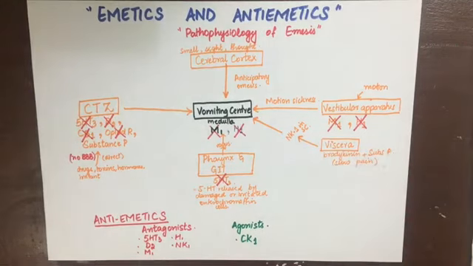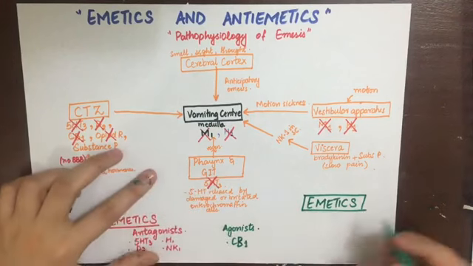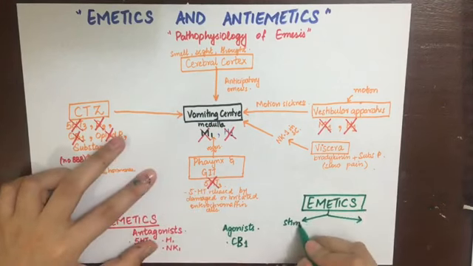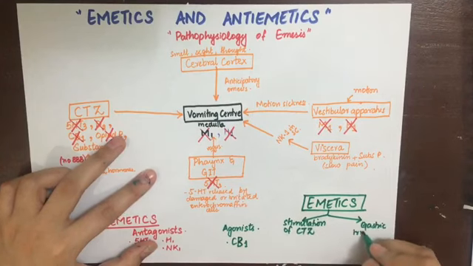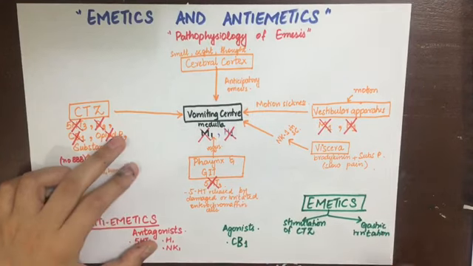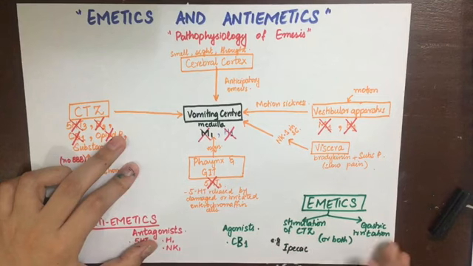Now, another way to manipulate this pathway is to use emetics. Now, why would we use emetics? Maybe in poisoning, in cases where there is indigestion, etc. First thing we can do to cause emesis is to stimulate the CTZ, and secondly, we can irritate the gastric mucosa, or we can do both. The most commonly used emetics are ipecac syrup, mustard, common salt, and subcutaneous apomorphine.